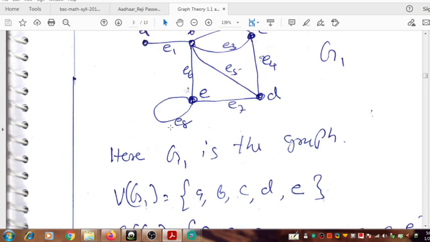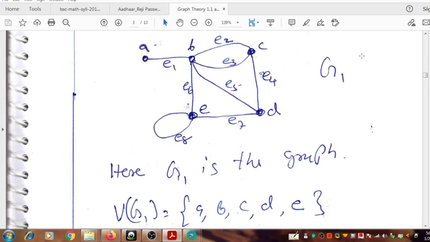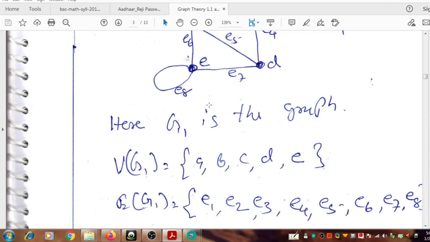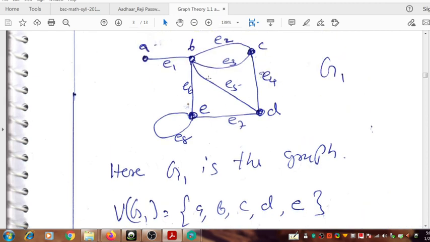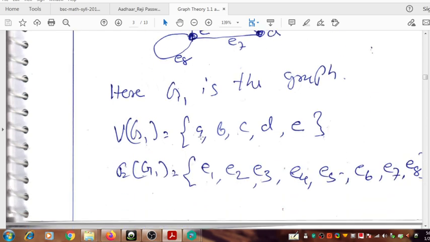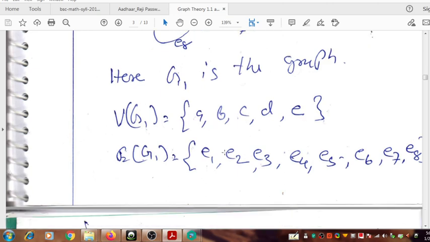And this graph will be called G1. G1 is the name given to this graph. So you can now write, after analyzing that picture, studying each component, each part, each point of that graph, the vertex set of the graph, V of G1. The vertex set of G1 is V of G1, and that contains elements A, B, C, D, and E.